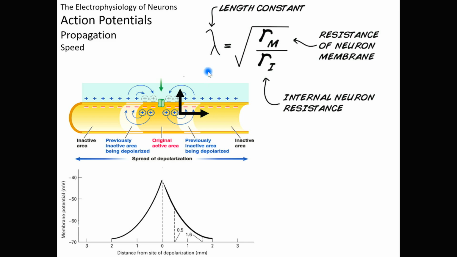So the length constant, which is symbolized here by the Greek letter lambda, is basically the distance that a graded potential can travel before it decays to about 37% of its maximum value. Okay, so that's the formal definition. But practically speaking, what we're saying here is when you have a depolarization that takes place, right?